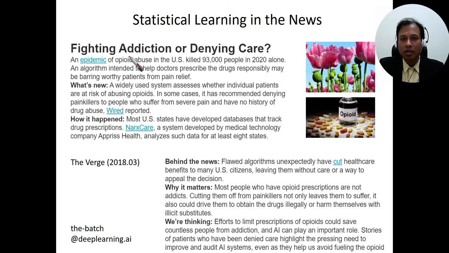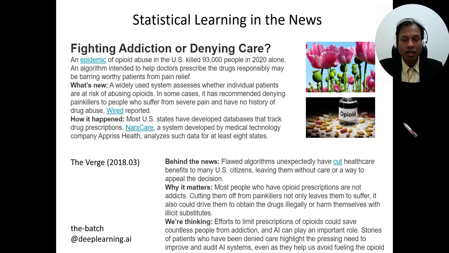Now, opioid is basically a product that comes from opium. It is a medical drug that can be used as a painkiller. Opioid is a very useful and very effective painkiller, right? But there are people who misuse this medical treatment. Rather than using it for medication, they use it for addiction purposes. So there are certain states in the United States that have different laws about who can take this medication and who can't.